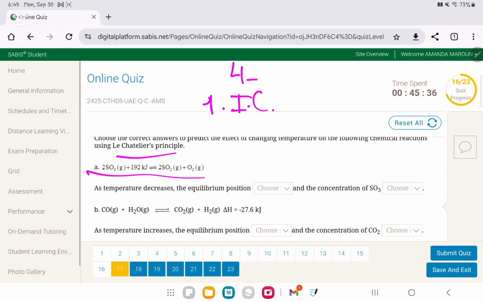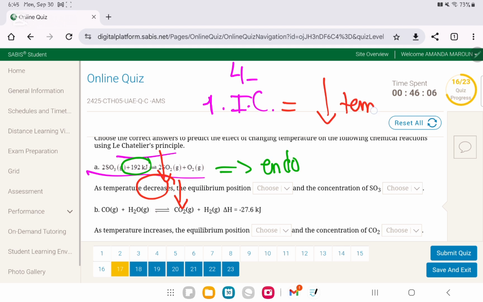In A, the temperature is on the reactant side, so we're going to keep it in mind. If the temperature is on the reactant side, then it is endothermic. Now they're telling us the temperature decreases. So now we are decreasing the temperature. So the imposed change is decreasing the temperature of reactants.